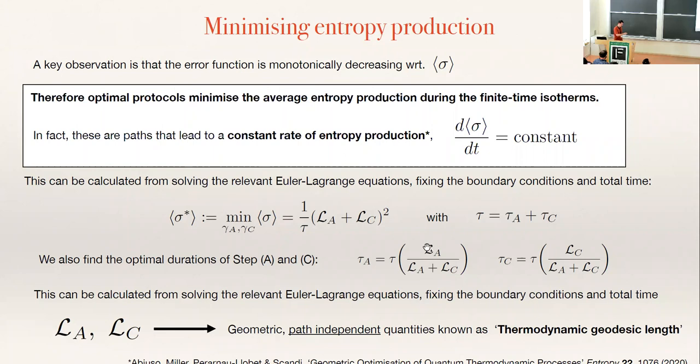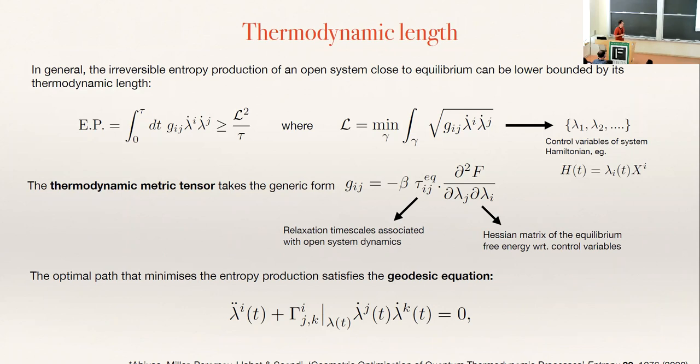So to give you a very brief summary of what thermodynamic length is, when you have these open systems, you can actually associate a kind of metric with the process, and the metric depends on the open system dynamics as well as the curvature of the free energy. And when you have this metric, you can define a distance, which we call the thermodynamic length. So this distance is dependent on how you're controlling the system. So it's a function of the different control variables, which in our case are the energy gaps.